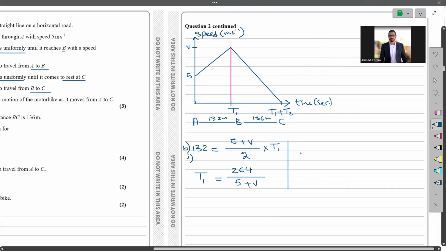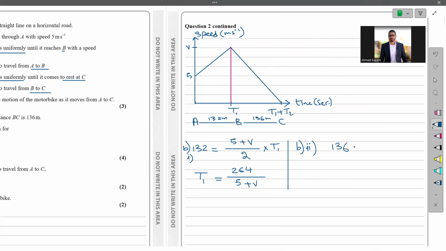Part b(ii) will have the same approach. We have area 136, the same rule. And the area of a triangle is half base times height. So half, and the base is T2, the height is V. So we can write that T2 equals 136 multiplied by 2, 272, over V. So here's the answer of part b.